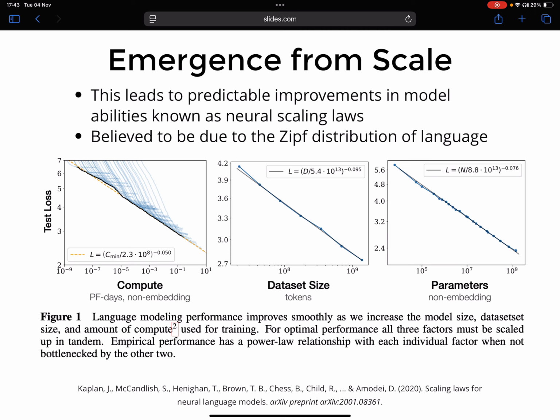So they claim in this figure, they say, well, language model performance improves smoothly as we increase model size, dataset size, and the amount of compute used for training. For optimal performance, you need to do all three at once. And you can see there is this log scale on the x-axis, and then whatever metric of loss or performance they have comes down in this linear-ish scale. All right, and so again, it's important to note that this tends to be on a log scale.